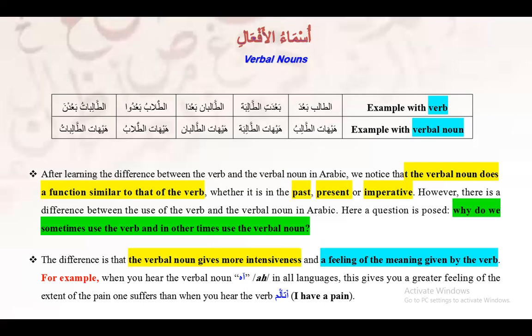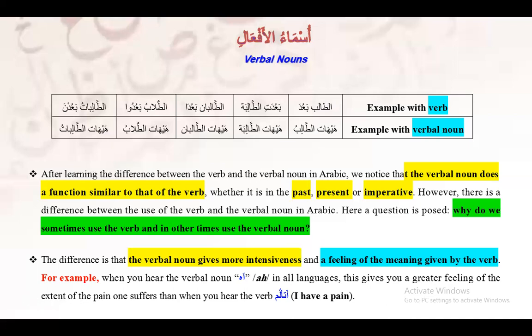Whether it is in the past or present, هيهات doesn't change in any case. But the verb بعد changes: بعدت, بعدا, بعدوا, بعدنا. This means the verb will change according to the noun, but the verbal noun will not change.